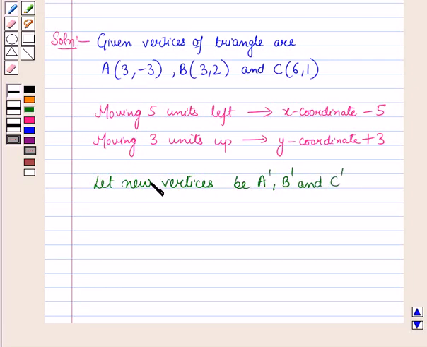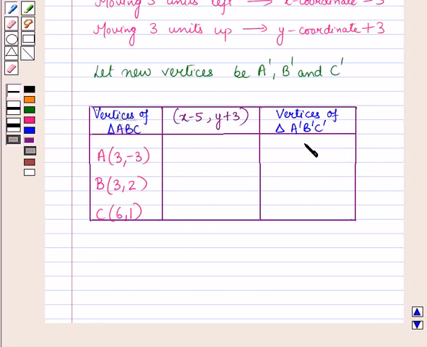Now let us draw a table in which we will write the vertices of triangle ABC and then we will write the vertices of the new triangle A dash, B dash, C dash. Now here we have drawn a table. In the first column we have written vertices of triangle ABC. Then in the second column we will subtract 5 from the x coordinate and add 3 to the y coordinate of the vertices A, B and C, and then in the last column we will get the new vertices A dash, B dash, C dash.